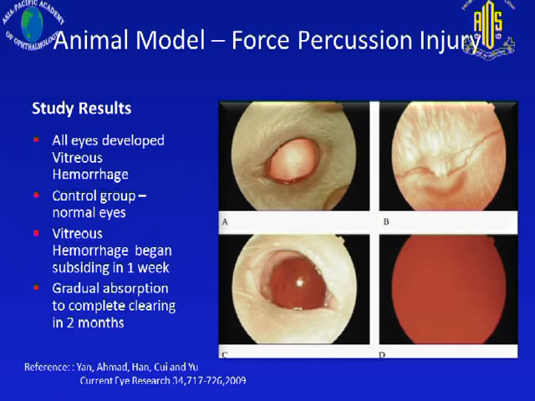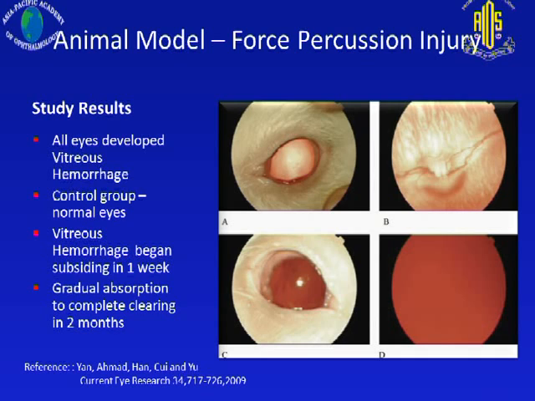Here is the photograph before the percussion injury, and down below you see the rabbit eye immediately after. And here you see the rabbits before the percussion injury. You can clearly see the fundus. Here is immediately after the force percussion, producing a 100% vitreous hemorrhage. And of course they had a control.